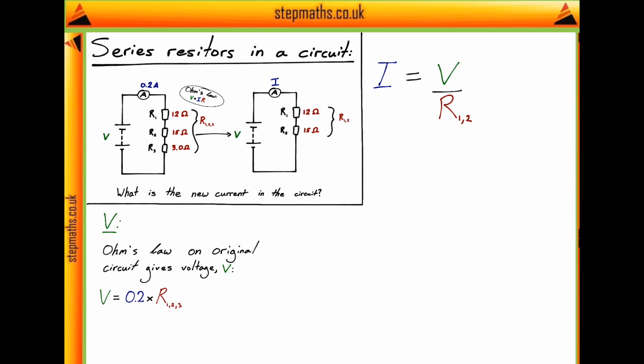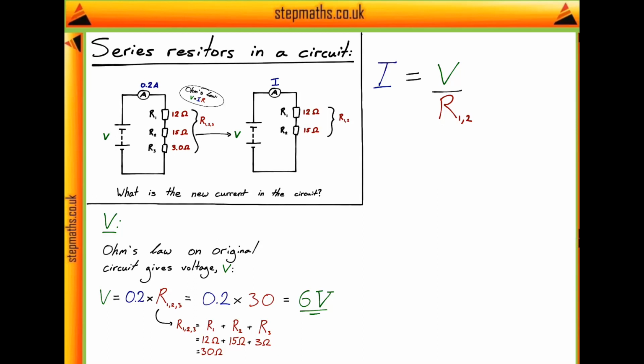R123. Now, to find the resistance of the circuit, we can simply add the resistances of each of the resistors. This is because the resistors are in series, which makes it nice and easy. So we can just add together 12 ohms, 15 ohms, and 3 ohms, giving us a total resistance of 30 ohms. Therefore, the voltage of the battery is going to be 0.2 amps multiplied by 30 ohms, giving a value of 6 volts.